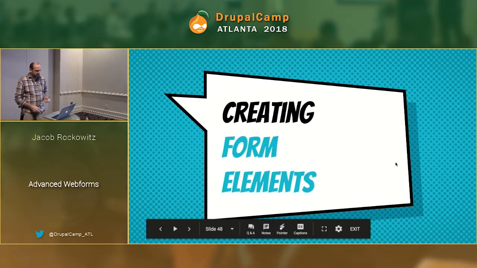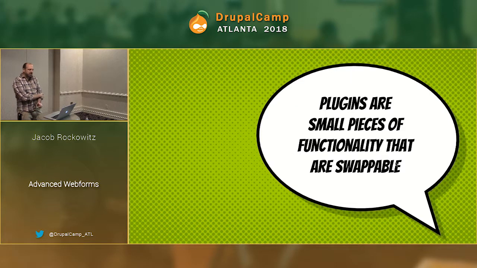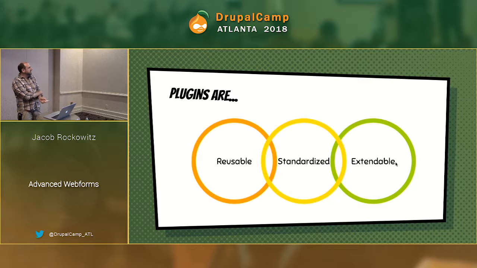More resources. Okay, creating form elements. A form element is defined using a render array, which is processed by a render element plugin, which creates an input on a form. It's a lot to digest, but it's important to give a definition of plugins. Plugins are small pieces of functionality that are swappable. And I like to break it down to these three things: they're reusable, standardized, and extendable.